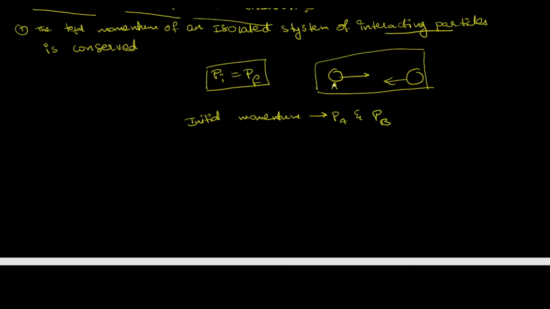Okay, this is particle A, this is particle B. Initially this particle is traveling with the momentum of PA, and this particle is traveling with the momentum of PB. Now, after collision, what happens? The final momentum of the particles will be PA prime and PB prime.